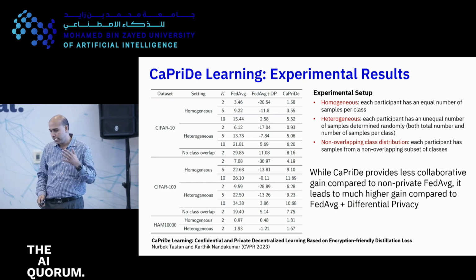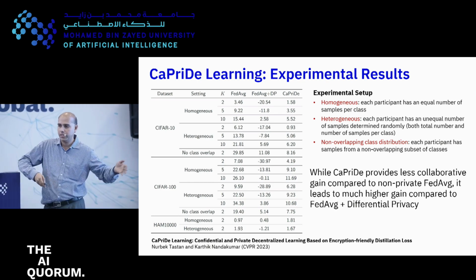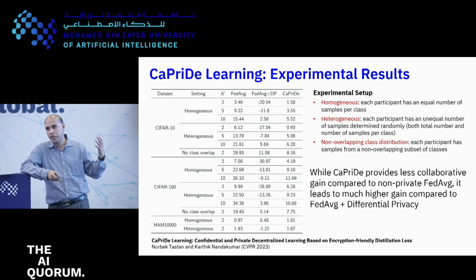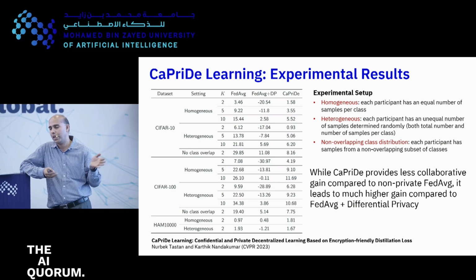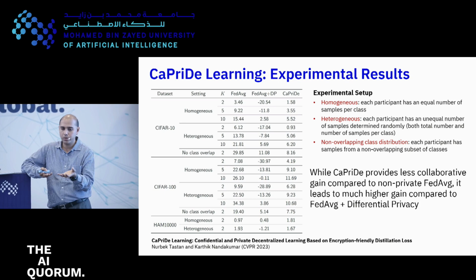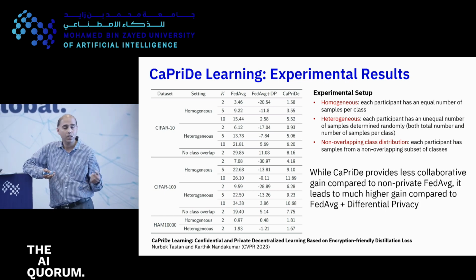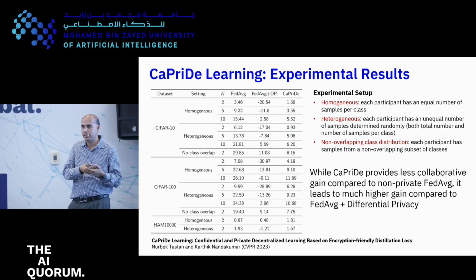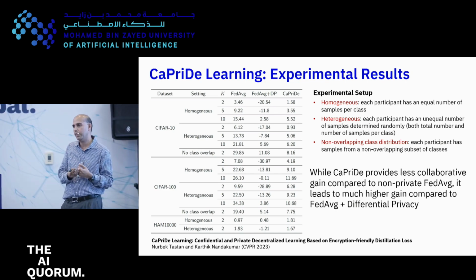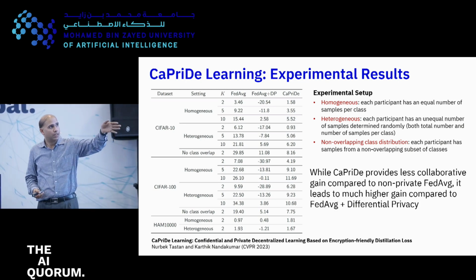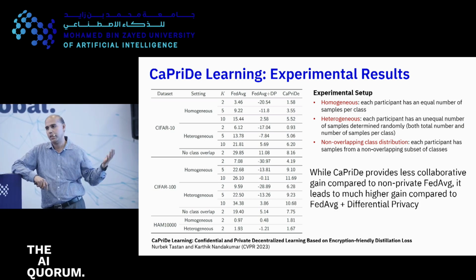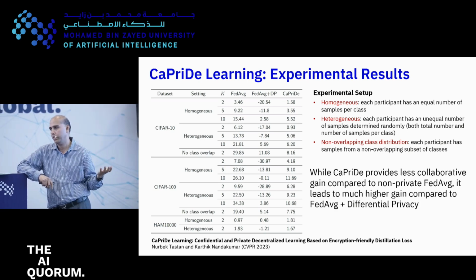In this work, we try to compare it with the standard federated averaging and the federated averaging with differential privacy. The numbers reported here are collaboration gain, which means the gain achieved by a participant compared to just a standalone model, right? In this case, we show that fed averaging gives you very good collaboration gain, but as I mentioned, it is vulnerable to these gradient leakage attacks. So our approach, which is known as CapRide, achieves much less collaboration gain than that, but it is much better than actually doing fed averaging plus differential privacy, right?